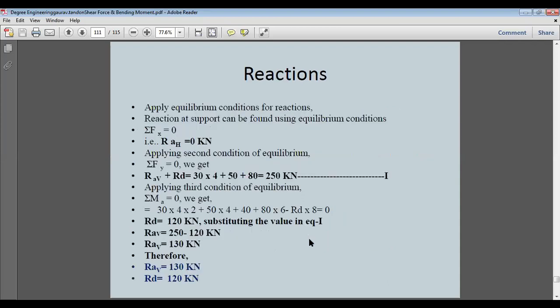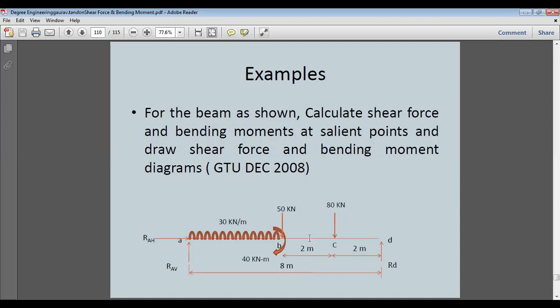Now we are calculating. We have to find the vertical downwards reaction. You can see 80 kilonewton plus 50 kilonewton plus 30 kilonewton multiplied by 4, that is 120. Because this uniformly distributed load is converted into a point load of 120 kilonewton, it will be acting at the center of A and B, that is 2 meter. So this will be 30 into 4, that is 120, acting at this point.